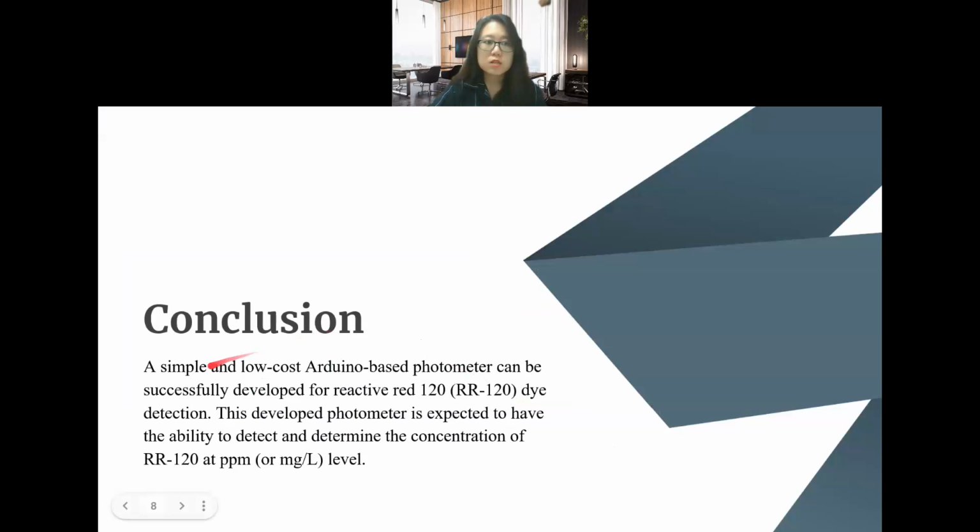As a conclusion, a simple and low-cost Arduino-based photometer can be successfully developed for Reactive Red 120 dye detection. And this developed photometer is expected to have the ability to detect and determine the concentration of dye at ppm level.